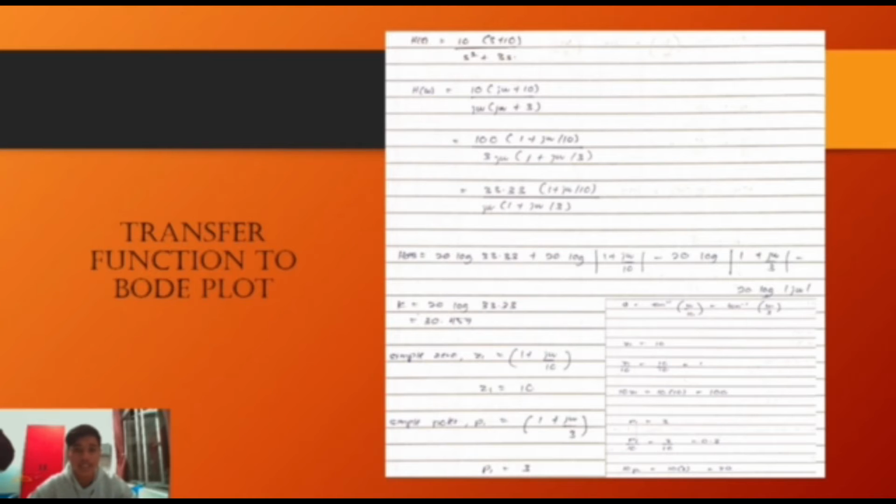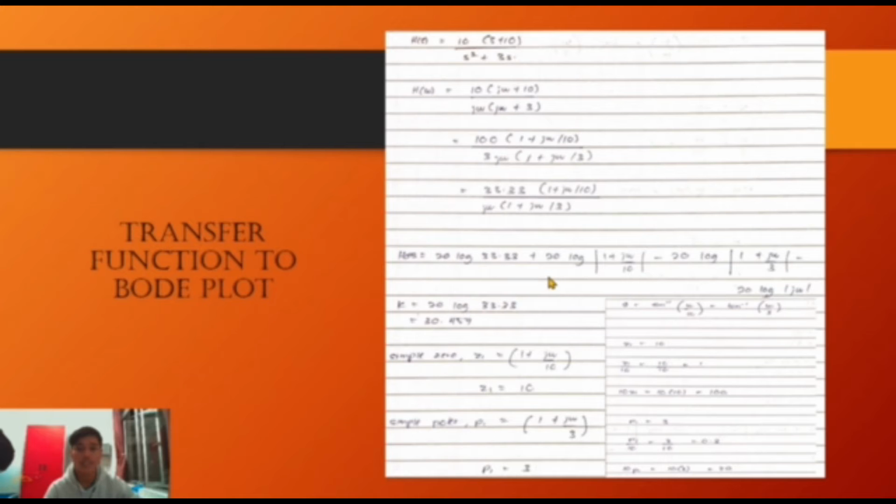For gain K, 1 plus j omega over 10 is for the simple zero. J omega in the denominator is for the pole at the origin. 1 plus j omega over 3 is the simple pole. So this is the magnitude for all the factors.